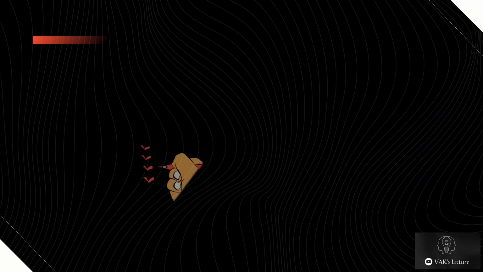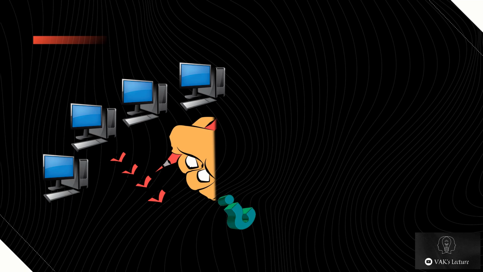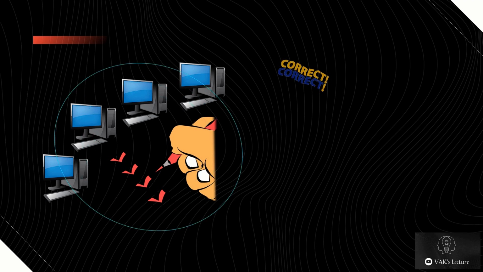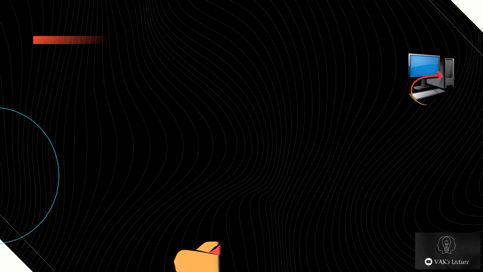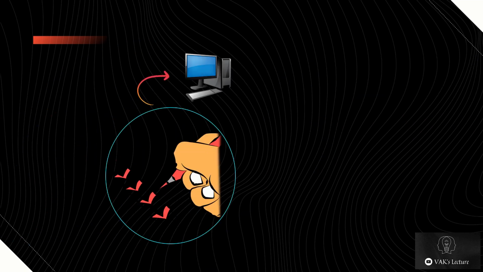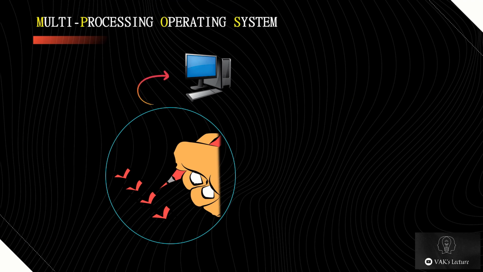Let us consider we have to perform 4 tasks at the same time. What can we do? We need 4 CPUs. That means we need 4 PCs to perform 4 tasks at the same time. Is this a good option? No, it's not. So, what can we do? If we do all these in one computer, then it is good. That is what we are going to see in this video. So, we are going to discuss multiprocessing operating system.